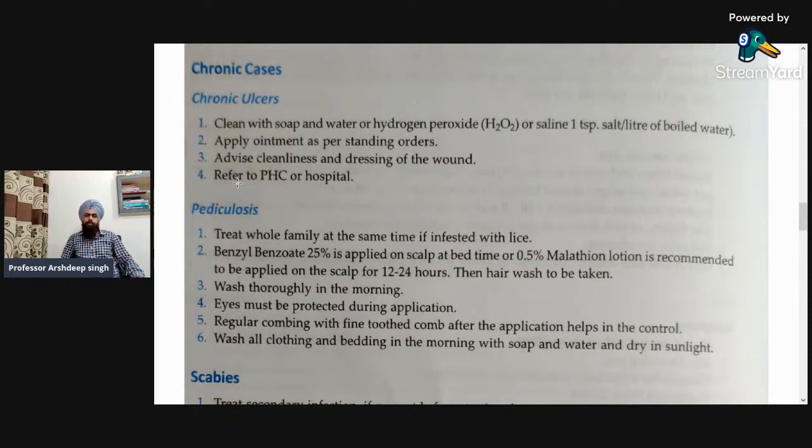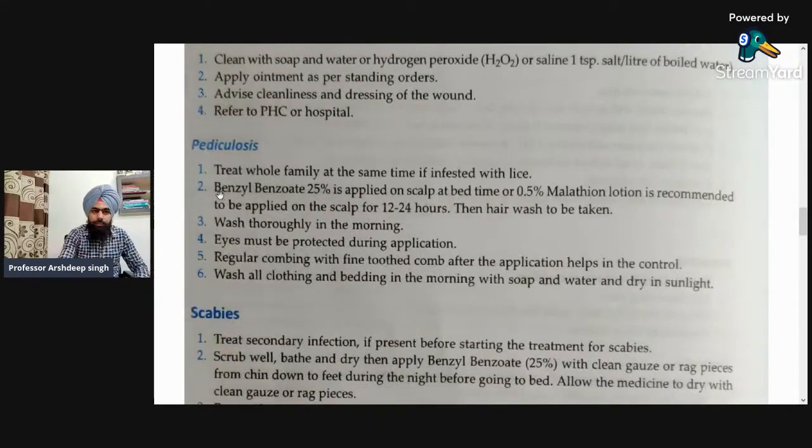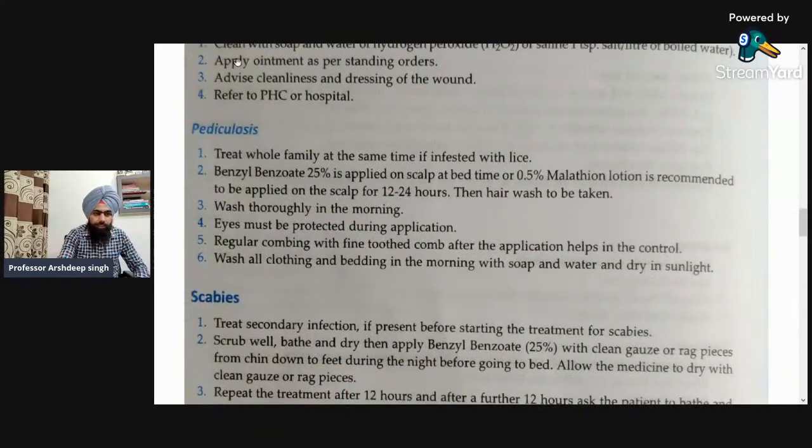Next is pediculosis. This is the presence of lice in the head or hair, and that causes itching or infection in the hair or scalp. Firstly, how can we treat it? Treat the whole family at the same time if infested with lice. It is obvious that if one person is affected by pediculosis, there is a risk that other members of the family might also have it. So we have to manage all of them.